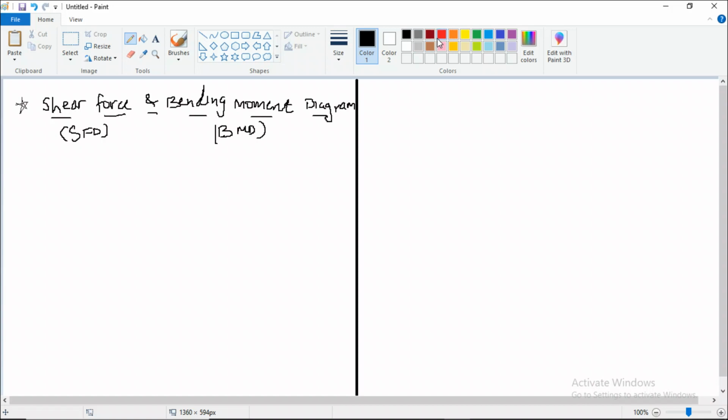Right, so let us see one numerical regarding this. Then we'll understand how we can construct this shear force and bending moment diagram. Let us say we are given a particular beam like this, and this is joint A, we have a hinge support. Joint B, we have a roller support. This is point A, this is point B, and at the center, let us say this is point C, we are given a point load P. The distances are L by 2, L by 2.